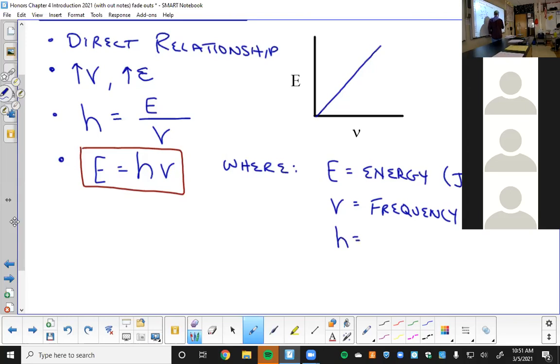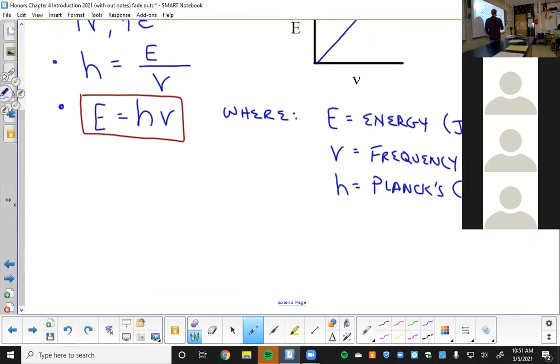And H, our constant, is a special constant called Planck's constant. We got a number for that, which will help us solve things. The number is 6.626 times 10 to the negative 34 joules seconds. Joules times seconds.